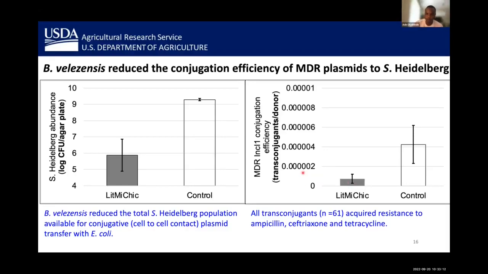And just so you know, all the transconjugants that we performed AST on from this study acquired resistance to ampicillin, ceftriaxone, and tetracycline.